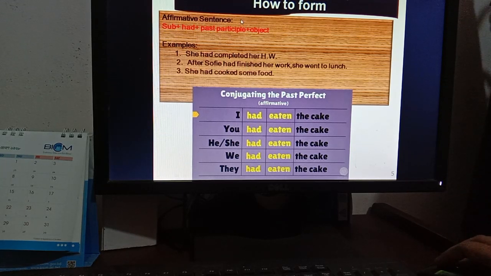In affirmative sentence, you have to form the sentence like this: subject plus had plus past participle form of the main verb plus object. This is very easy. In every past perfect tense, you just need to use had.